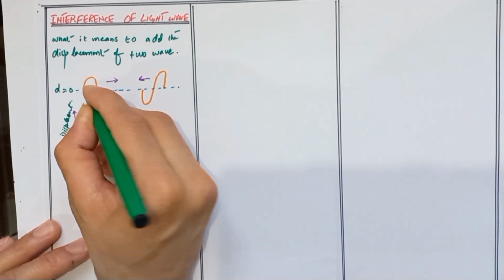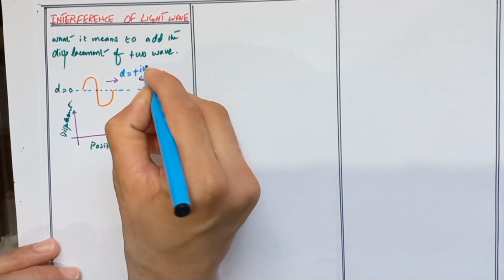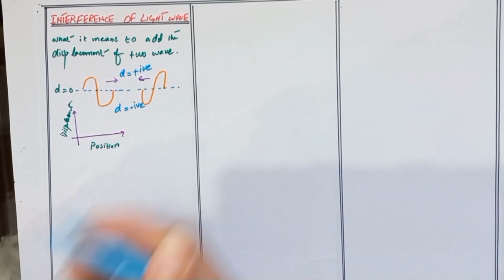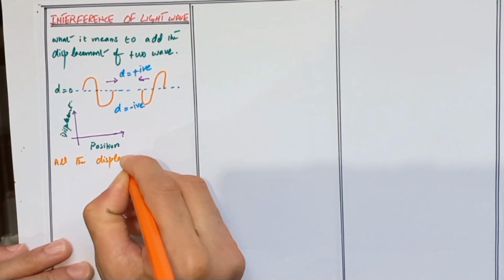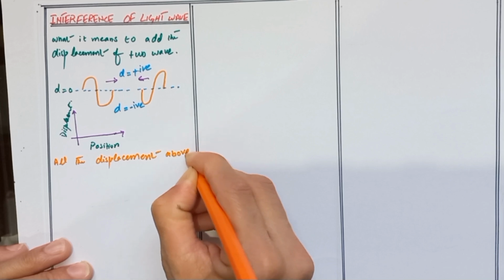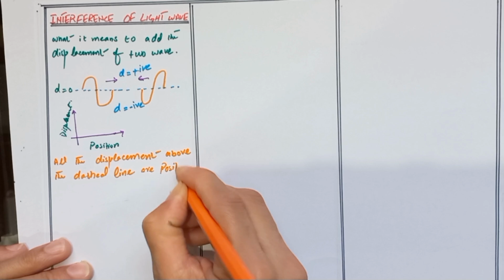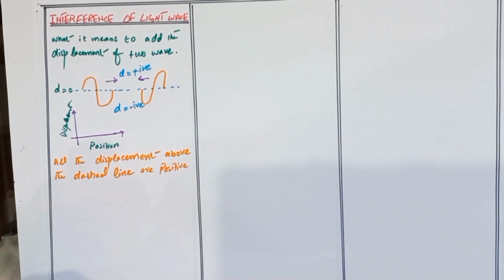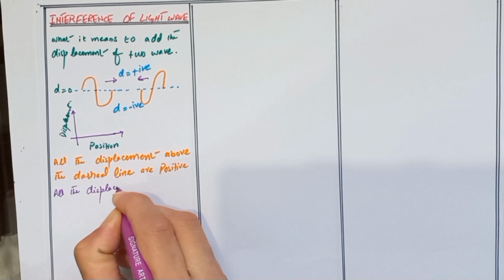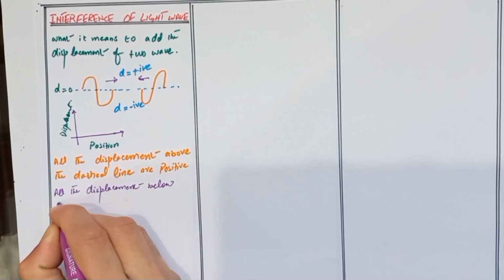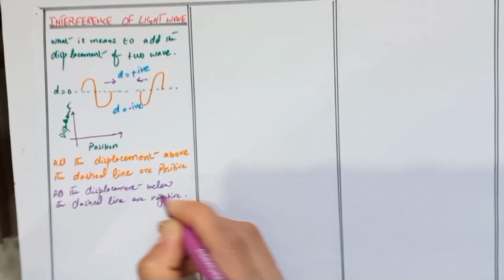Here the displacement is 0. Displacement above the line is positive and displacement below the line is negative. So we write that all displacements above the dashed line are positive and all displacements below the dashed line are negative.